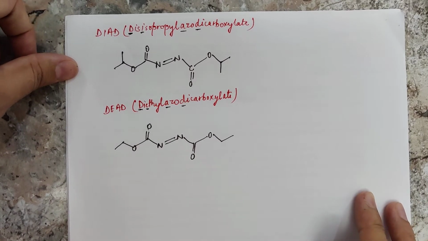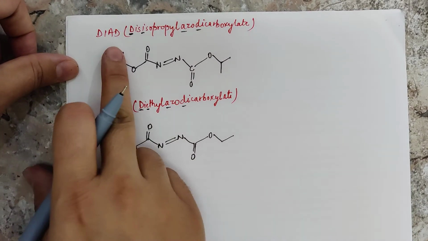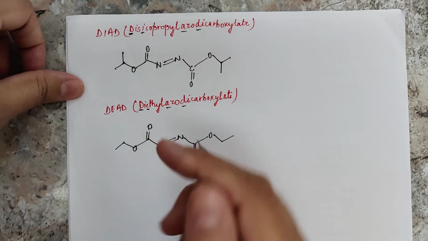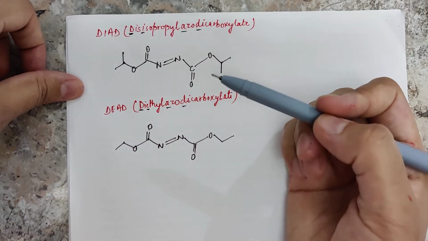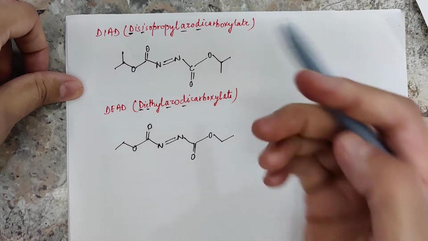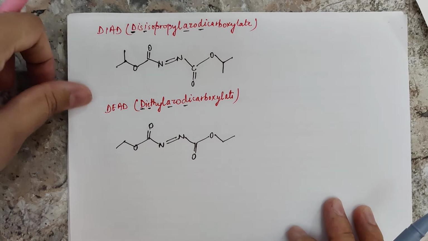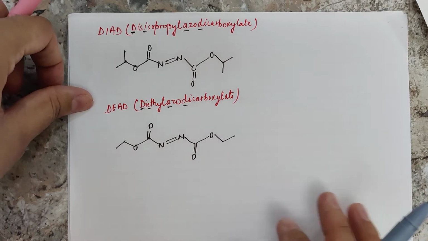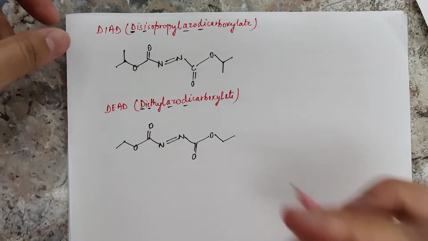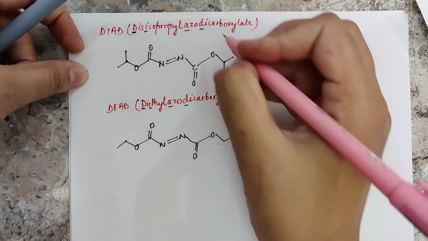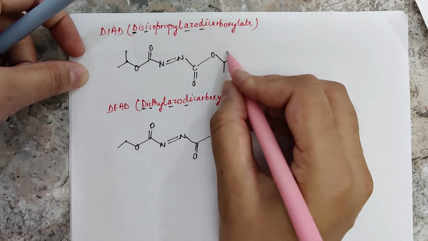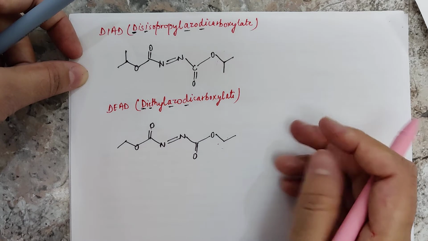Good morning, students. Today we are going to study about DEAD or DIAD reagent. These two reagents are slightly different, but they show the same kind of properties. The only difference is between the alkyl group present here and here. If you see, it's isopropyl group. Here it is ethyl group.